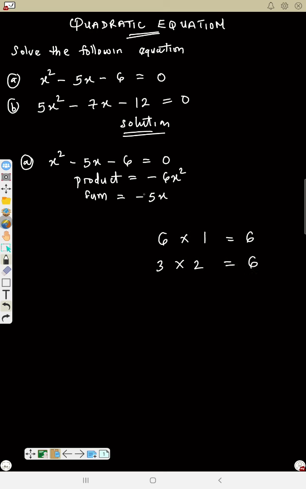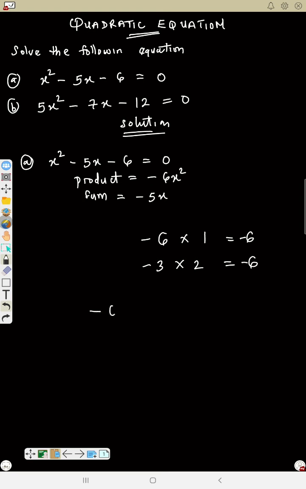But anytime the sum is minus and the product is also minus, put minus in the bigger number, like this. 6 and 1, 6 is bigger, put minus there. 3 and 2, 3 is bigger, put minus there. So put minus in the bigger number if they have minus minus. Take note. So minus 6 times 1 will be minus 6, minus 3 times 2 will be minus 6.